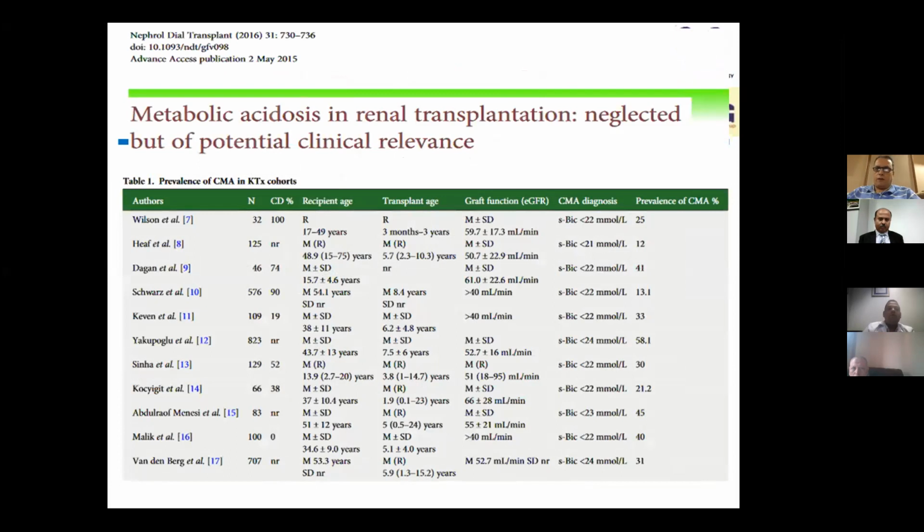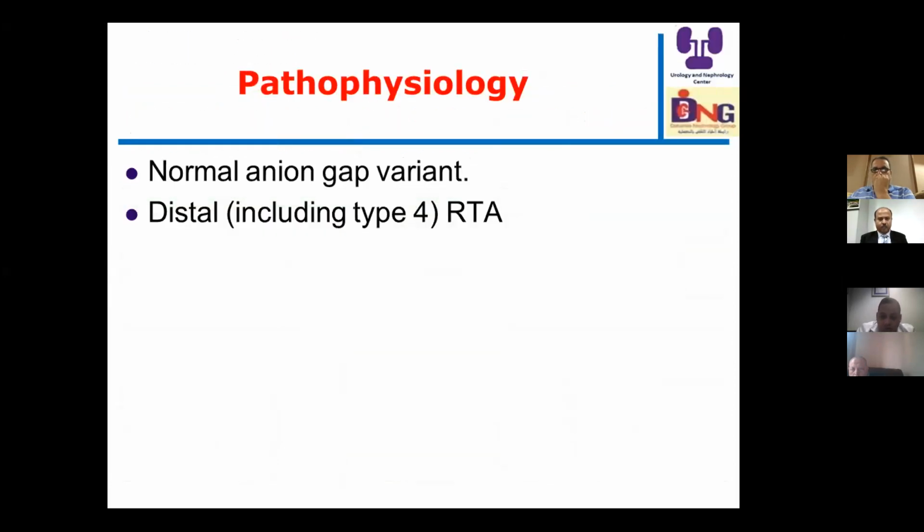This is a review article published in NDT in 2016 about 11 studies addressing metabolic acidosis post-transplantation, and the title was "Neglected but of Potential Clinical Relevance." The incidence and the prevalence in this study range from 12 up to 58% of metabolic acidosis post-transplantation, even with good graft function.